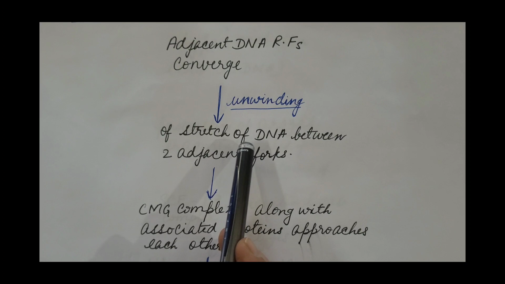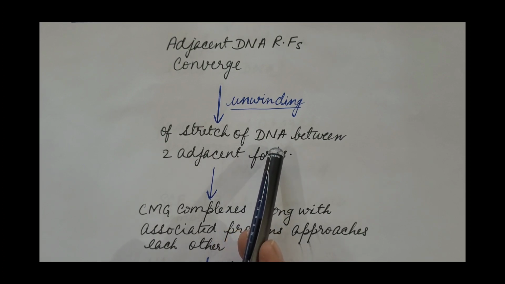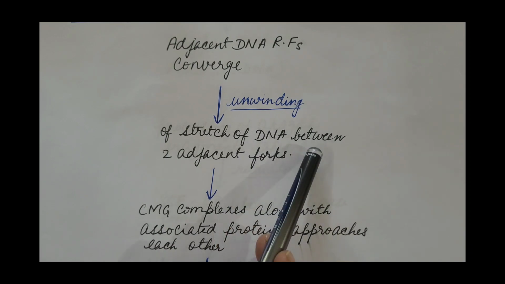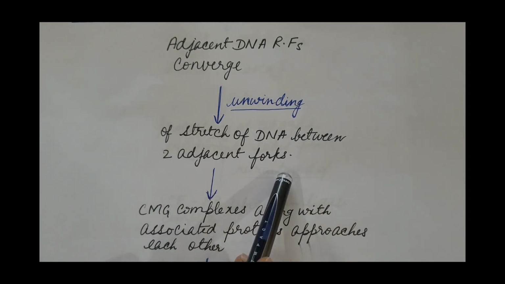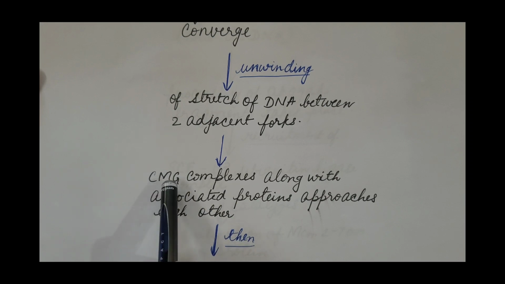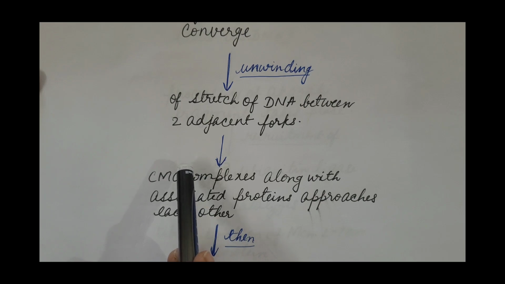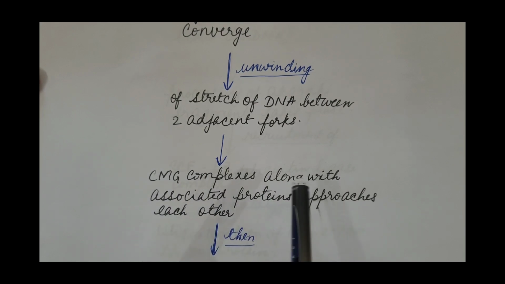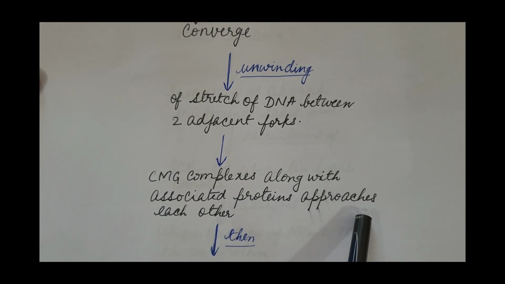So, as the two adjacent replication forks converge or move towards each other, the stretch of DNA present between the two adjacent forks unwinds. CMG complexes along with associated proteins approach each other. The CMG complex, which is the functional replicative helicase, unwinds this stretch of DNA. Hence, as the replication forks proceed, the CMG complexes, associated with other proteins, approach each other.